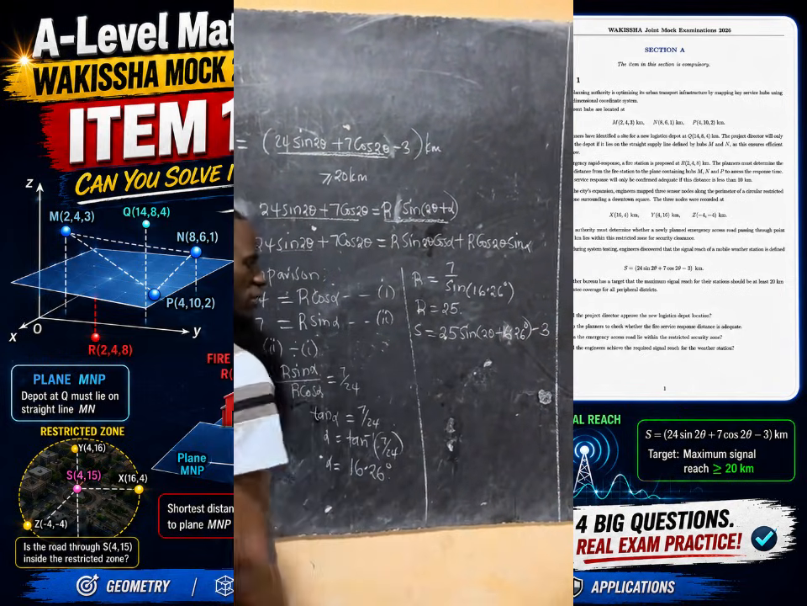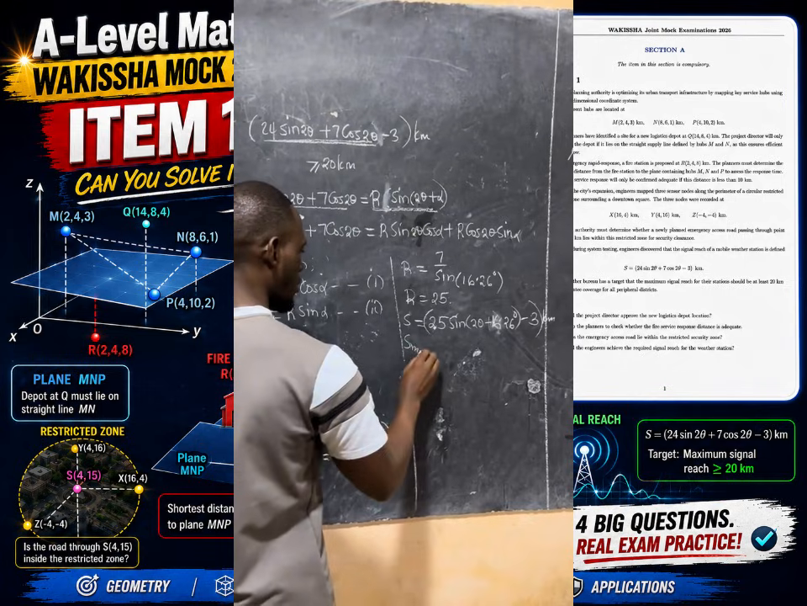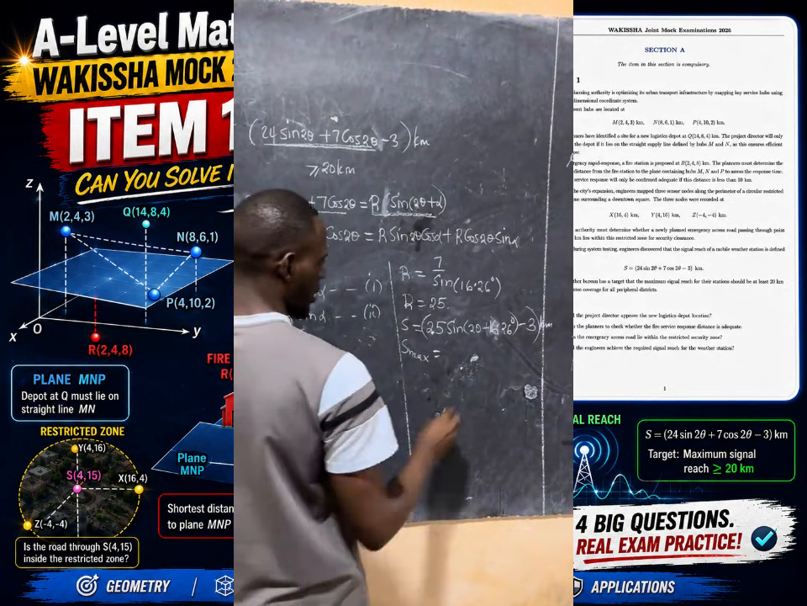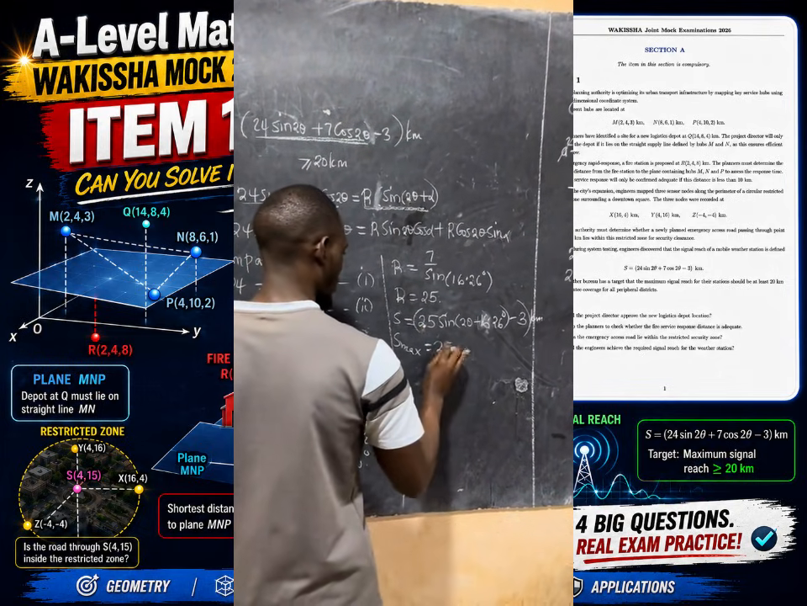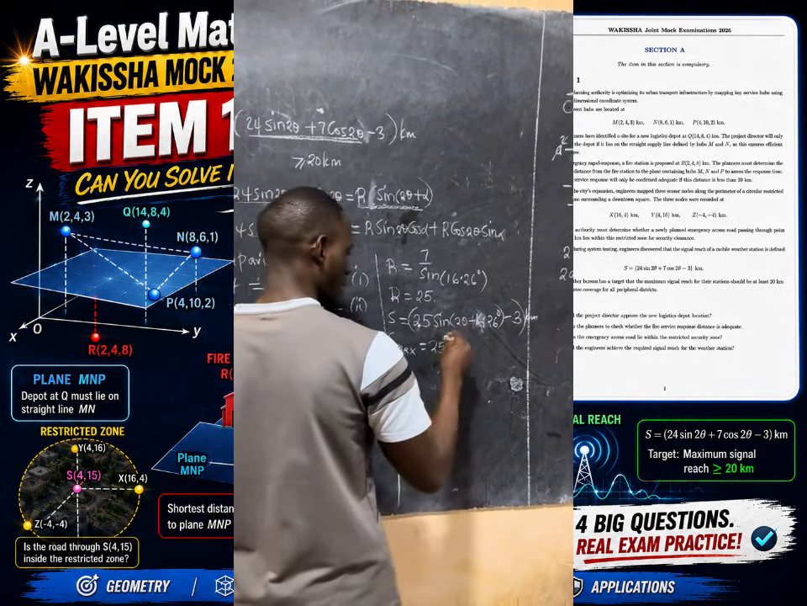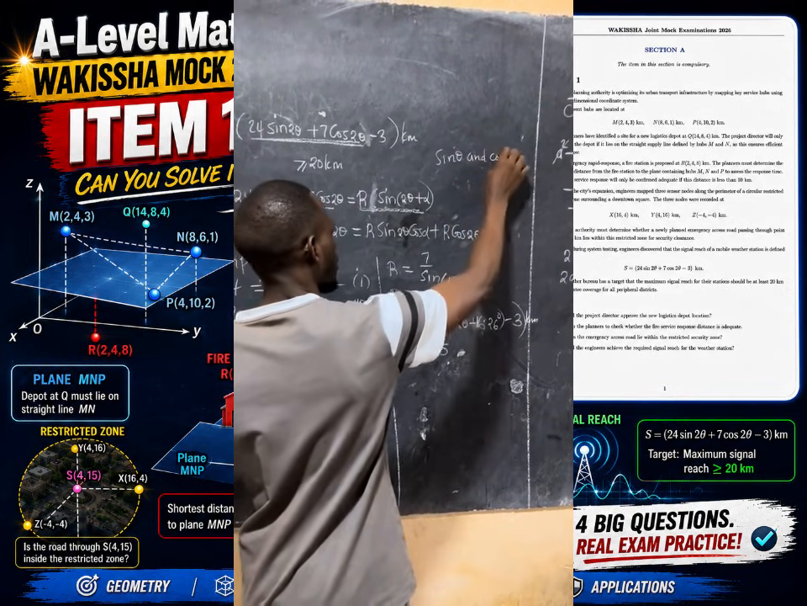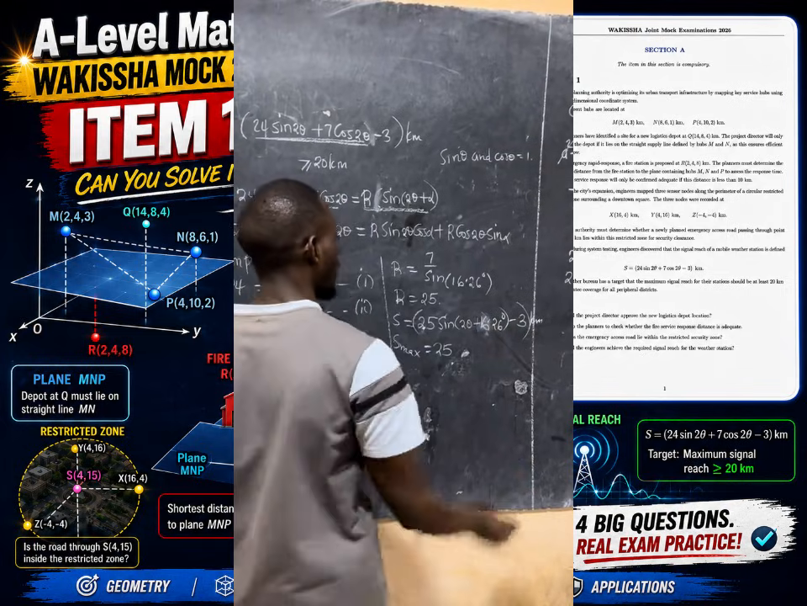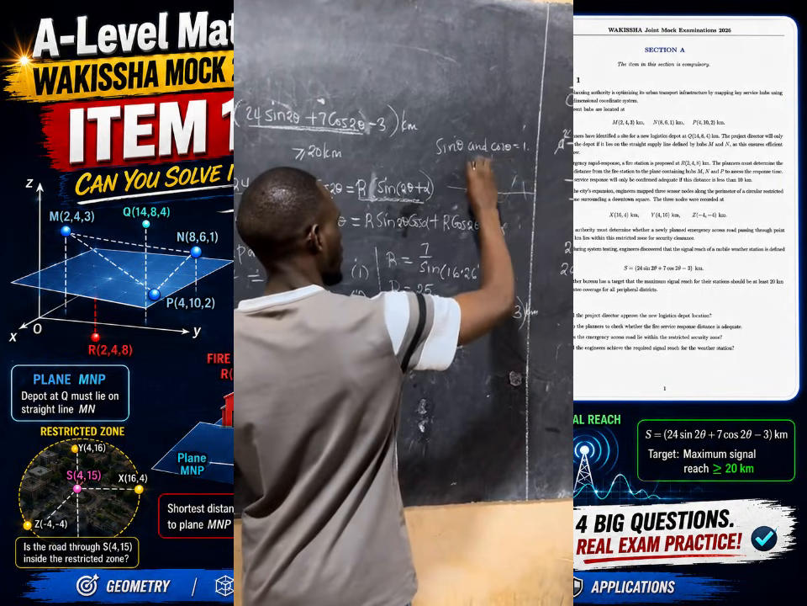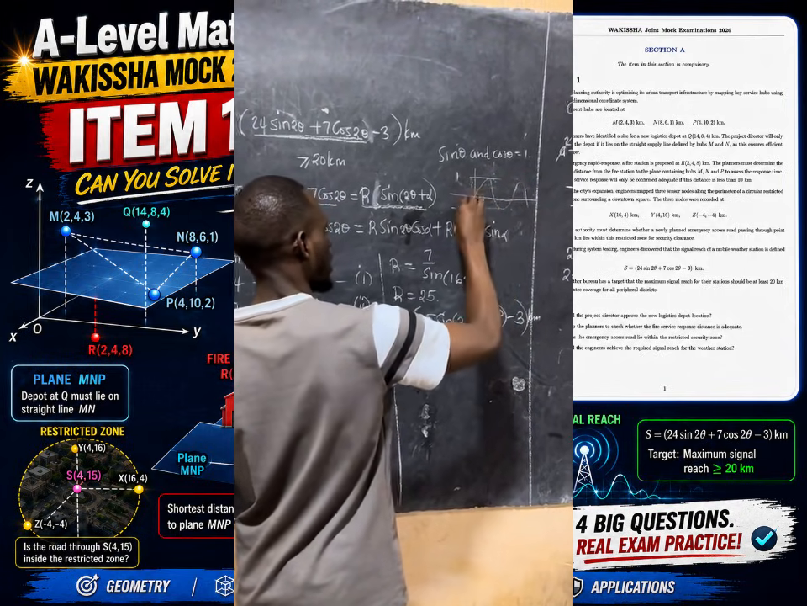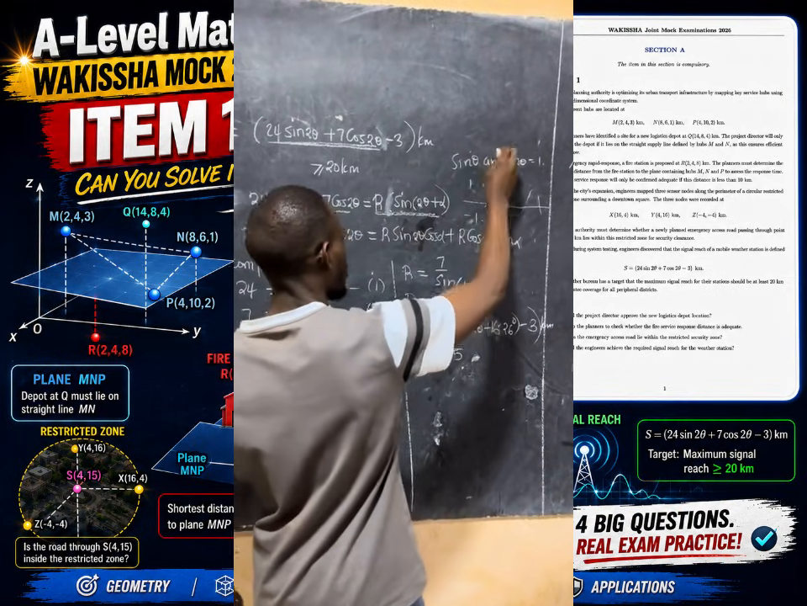Since this is the equation of finding the signal in kilometers, they want the maximum signal, so I need to get the maximum. I maximize the 25, which is a constant. I stay with the 25. Then I maximize the sine. The maximum of sine and cos is 1. If you look at their curves, the maximum you can find is 1, and the minimum will be at -1.